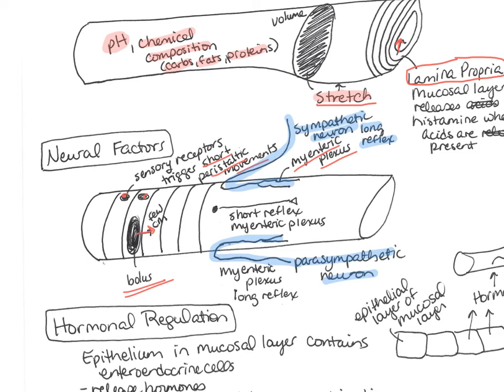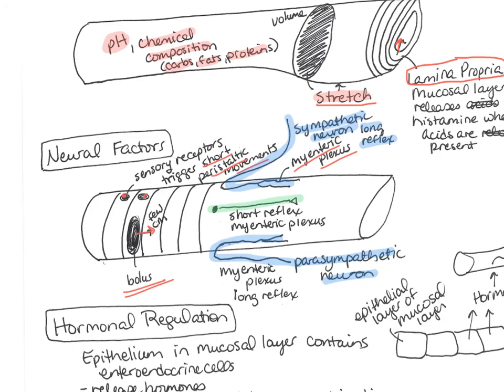The myenteric plexus also contains neurons for local reflexes without the control of the central nervous system. We call these short reflexes. So the short reflexes are within the enteric nervous system, and they involve small segments of the GI tract. When a bolus enters, it triggers a local peristalsis and digestive secretions. The enteric nervous system has as many neurons as the spinal cord and as many neurotransmitters as the brain.